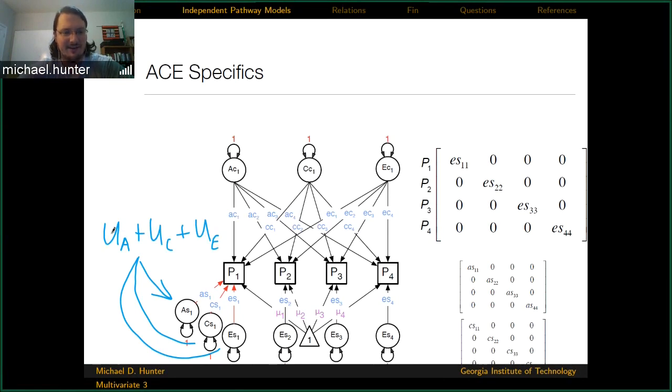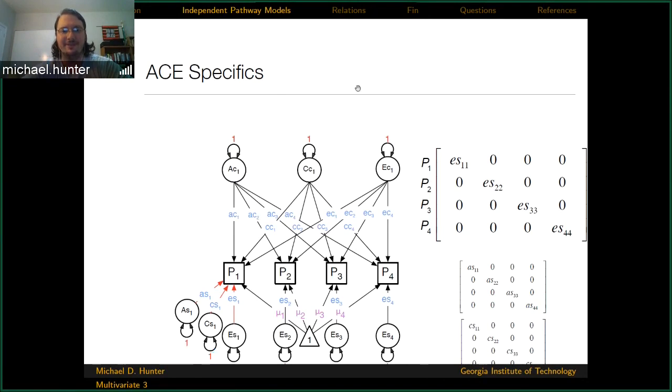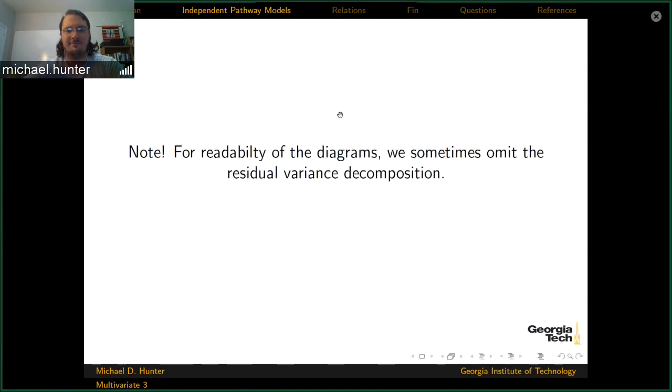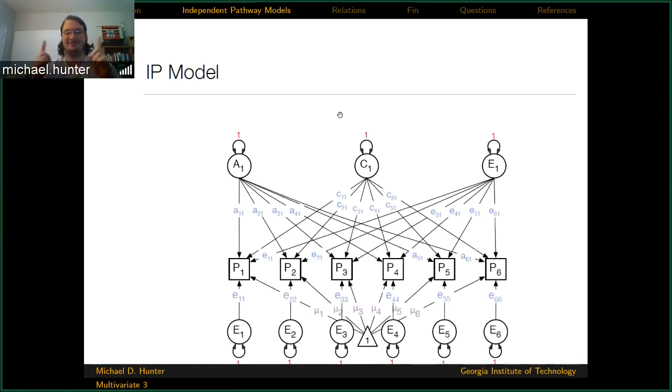The A component, the UA component, the UC component, and the UE component are each going to be diagonal. Where they get related is across members of a family, which in that initial lecture we showed how those get related using the Kronecker product with those relatedness matrices. But for readability in a lot of diagrams, we omit that unique part of the decomposition, which, surprise, leads to some confusion sometimes. But think in your head that even though we aren't showing the E components in here, those are in there behind the scenes.